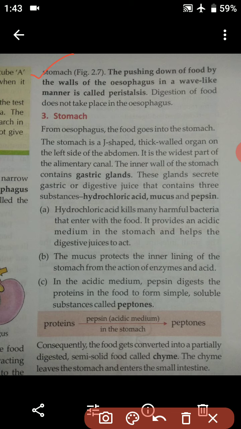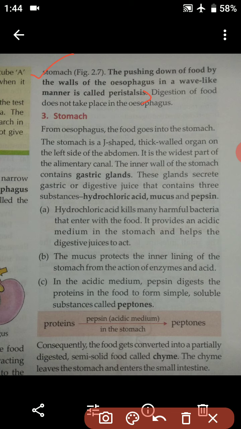Okay students, the pushing down of food by the wall of the esophagus in a wave-like manner is called peristalsis. Whenever the esophagus pushes down the food in a wave-like manner, that is known as peristalsis. You have to remember this.